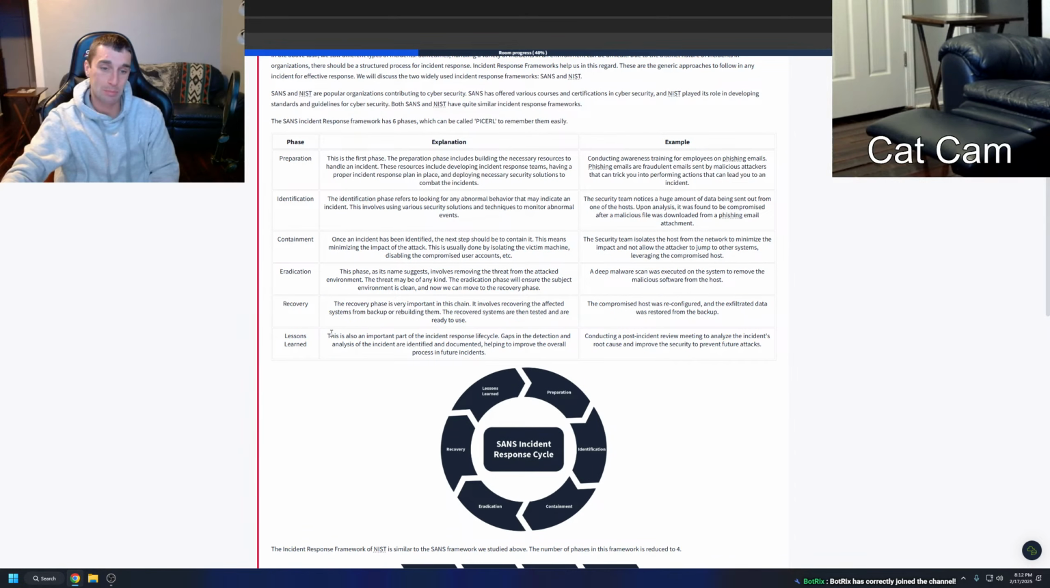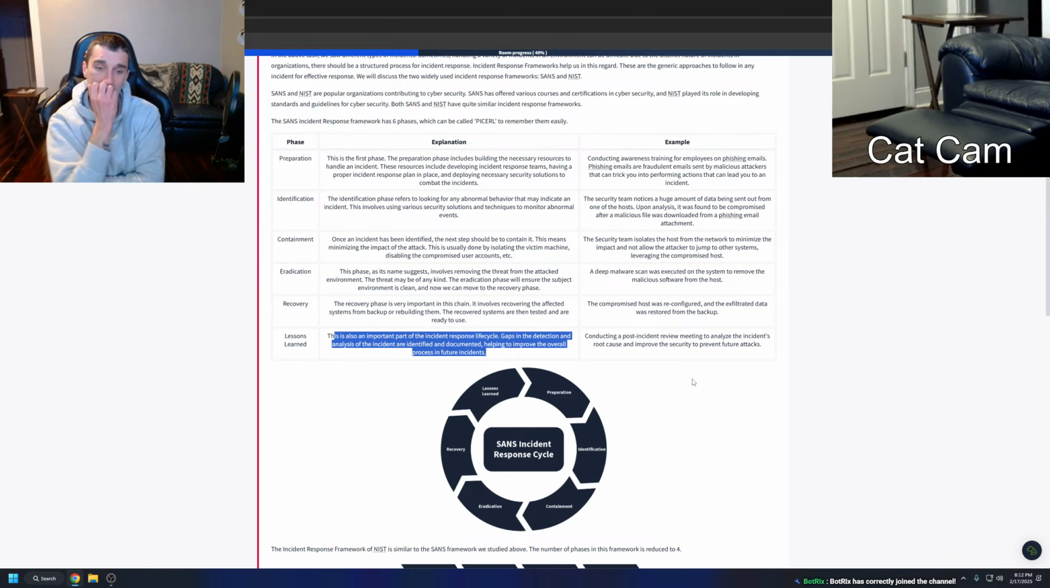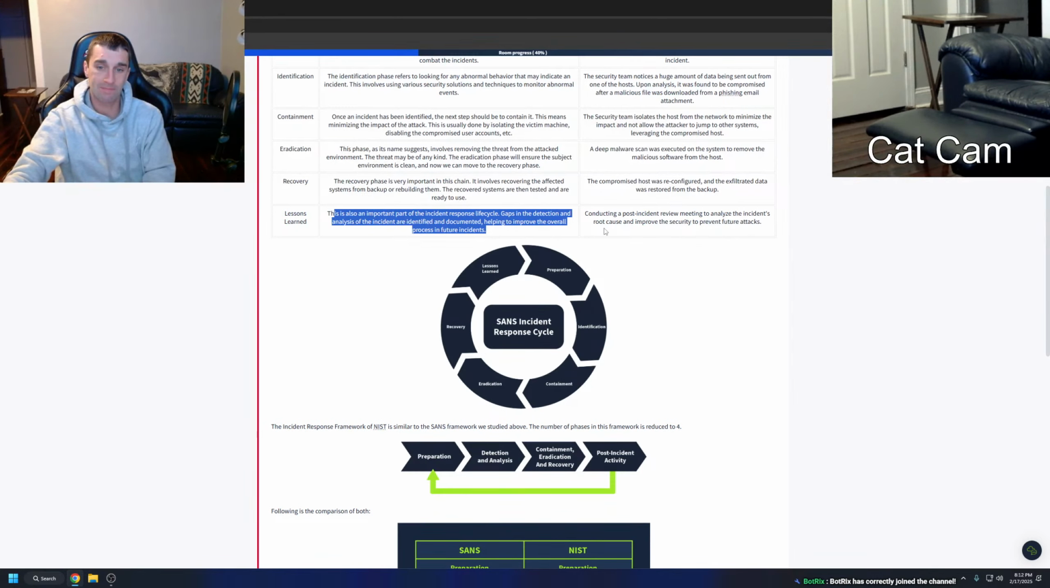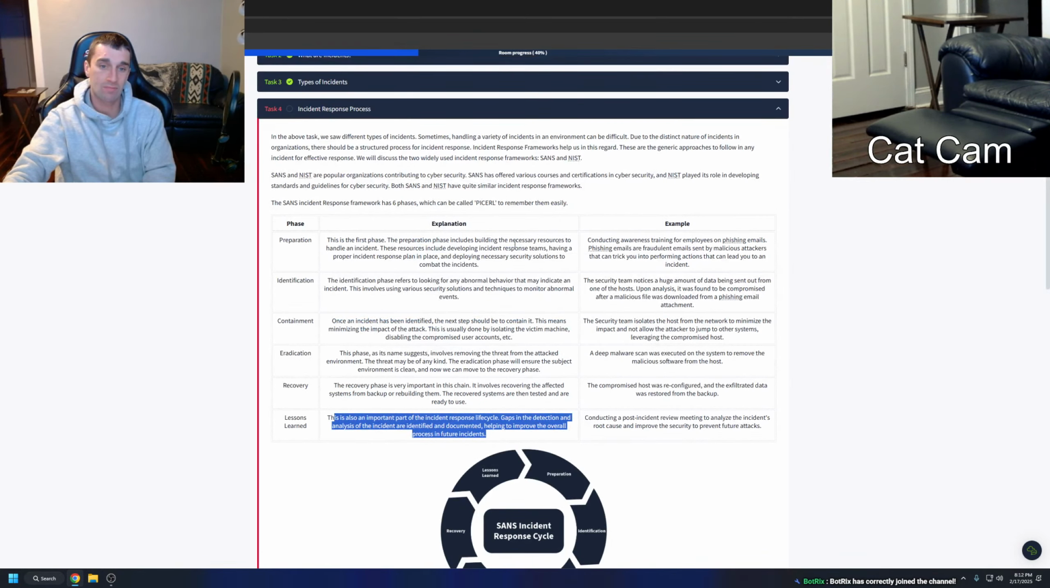Lessons learned. This is also an important part of the incident response life cycle. Gaps in the detection and analysis of the incident are identified and documented, helping to improve the overall process in future incidents. For example, conducting a post-incident review meeting to analyze the incident's root cause and improve the security to prevent future attacks.